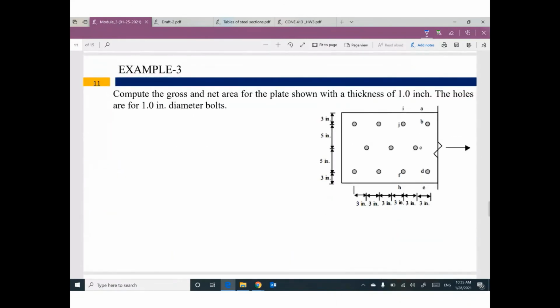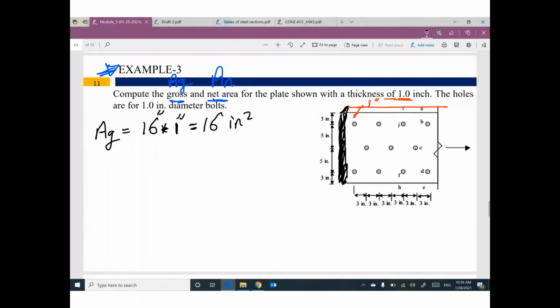Okay, let me explain example number 3. Calculate the gross and net area, area gross and area net. We have a plate with thickness equal to 1 inch. First of all, what is the area gross? I believe the area gross will be this total height times this thickness. What is the total height? 3 plus 5, 8 plus 8, 16, times 1 inch. So the area will be 16 inches square. Does that make sense?